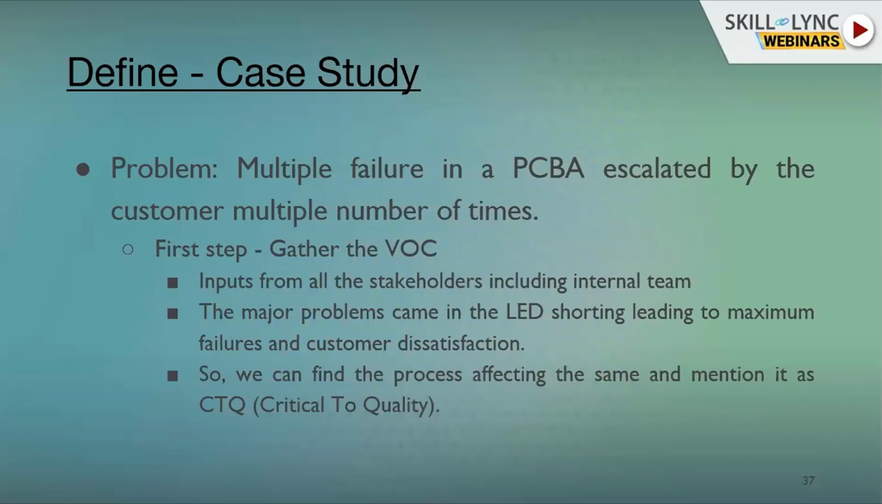Then the major problem came into the picture: the LED was shorting. That was the major problem and was causing the maximum failures. So customer dissatisfaction was there. So we declared it as a critical to quality parameter.